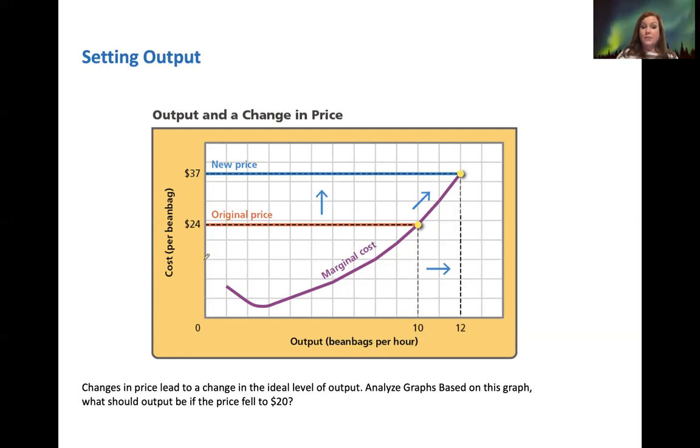Now, if the price fell to 20, 25, 30, so that would be here. So let's do this one. I can't make a dotted line, so we're probably going to fall down to about 9. I think that's a 9. So if we drop the price to 20, we would stop at 9 bean bags.